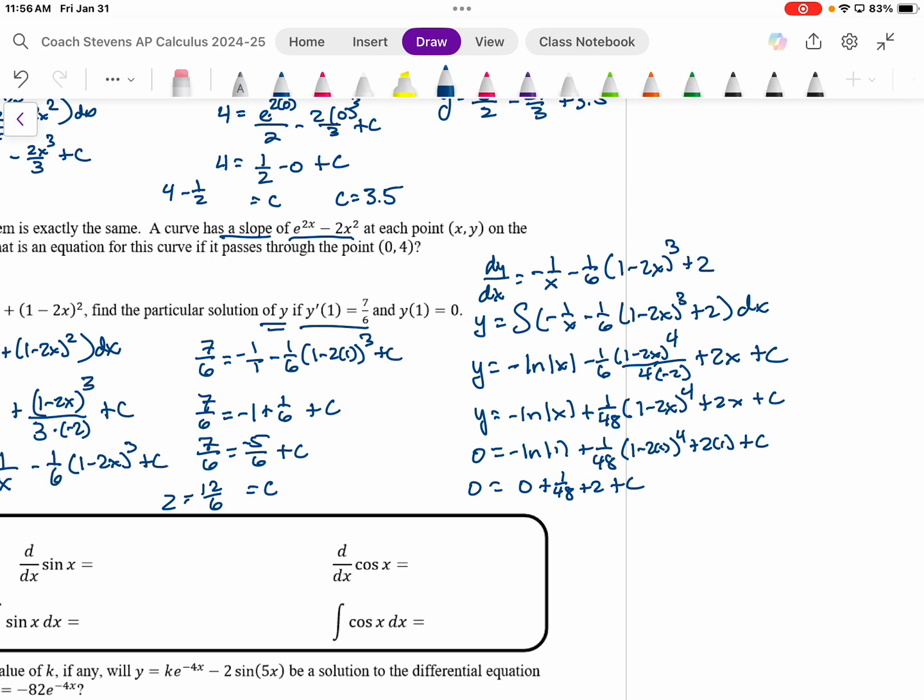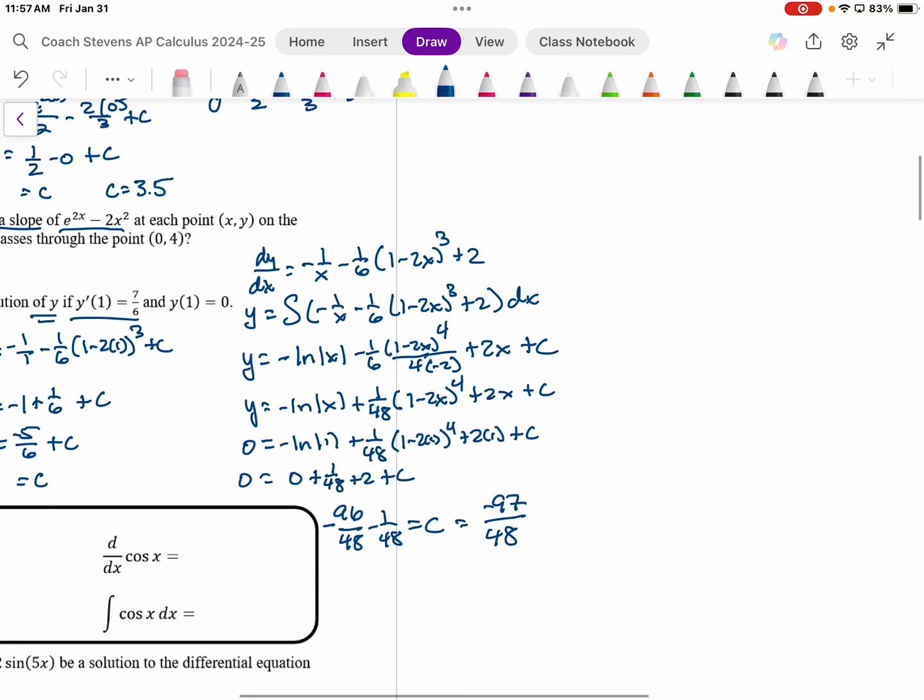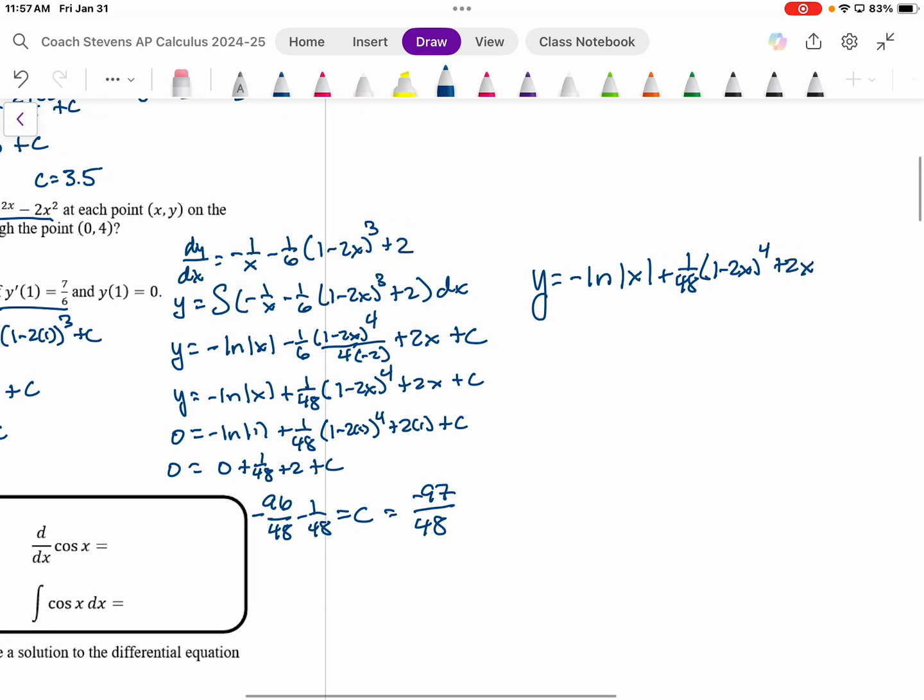I'm going to move the 2 over and the 1/48 over at the same time, but I'm going to make the 2 be 96, and negative 96 over 48 minus 1 over 48 equals c. So c is equal to negative 97/48. And then now we get to write our nice final answer, our original equation, specifically our particular solution: y equals negative ln absolute value of x plus 1 over 48 times 1 minus 2x quantity to the fourth plus 2x minus 97 over 48.